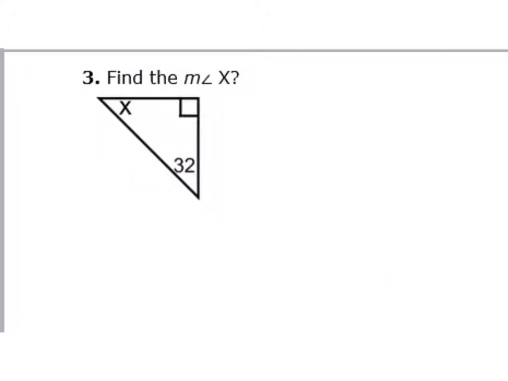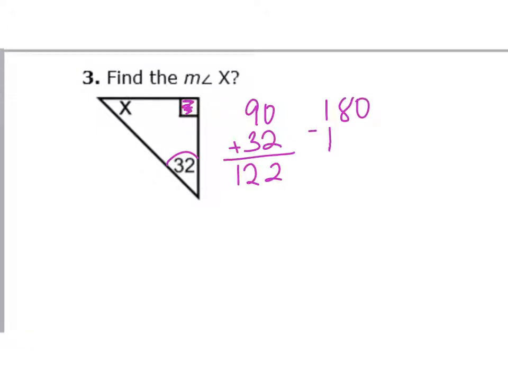All right, let's look at number 3. Find the measure of angle X. For this problem, I need to remember the triangle sum theorem that tells me how many degrees are in a triangle. I know there's 180 degrees in every triangle. The first thing I see is this box, so I know I've used 90 degrees, and I've used 32 degrees. So out of my 180, I've used 122 degrees. When I take that away from 180, I'm going to end up with 58 degrees for angle X.